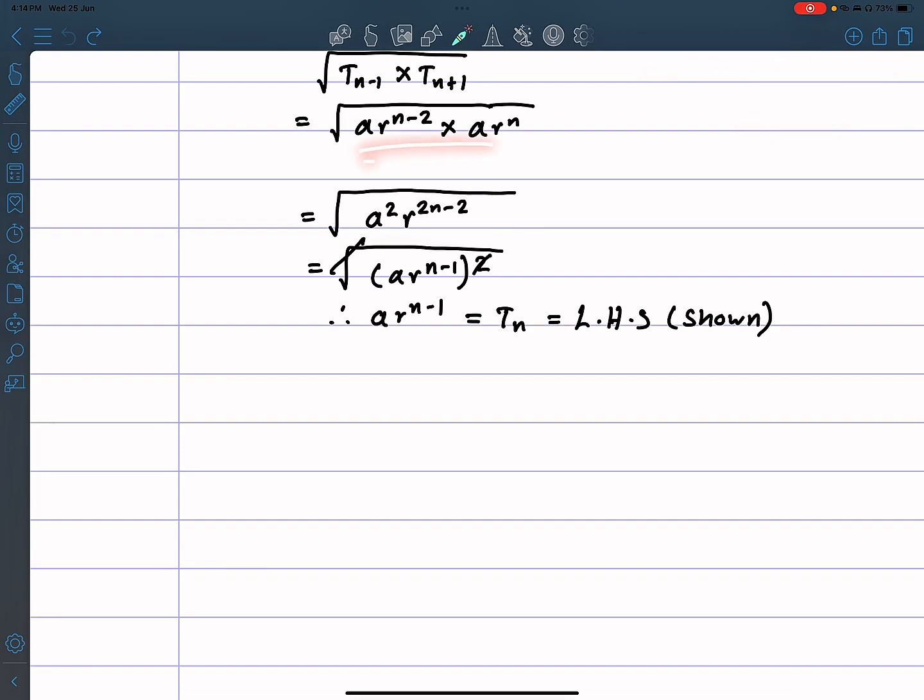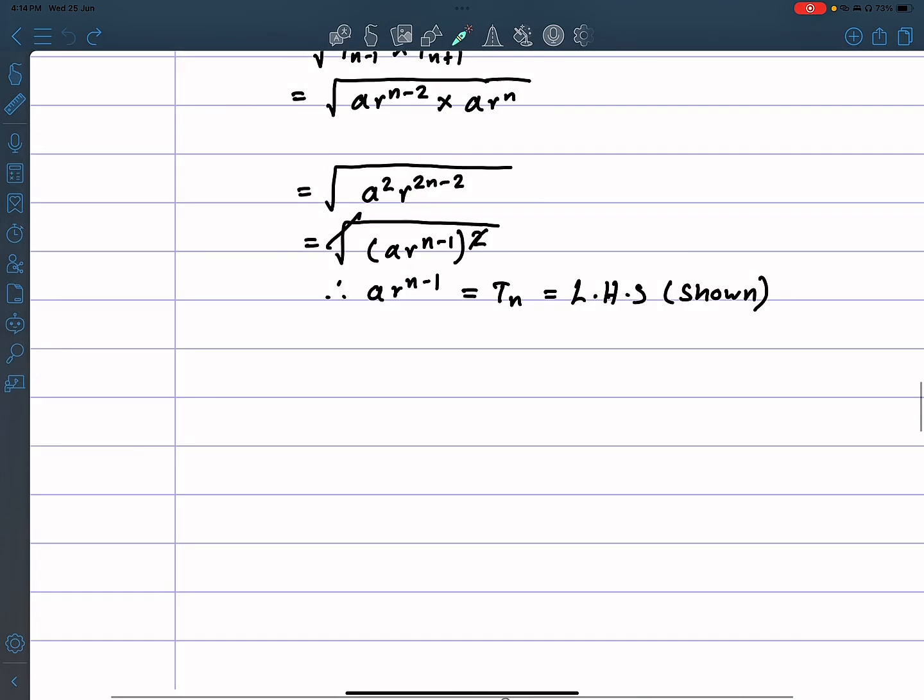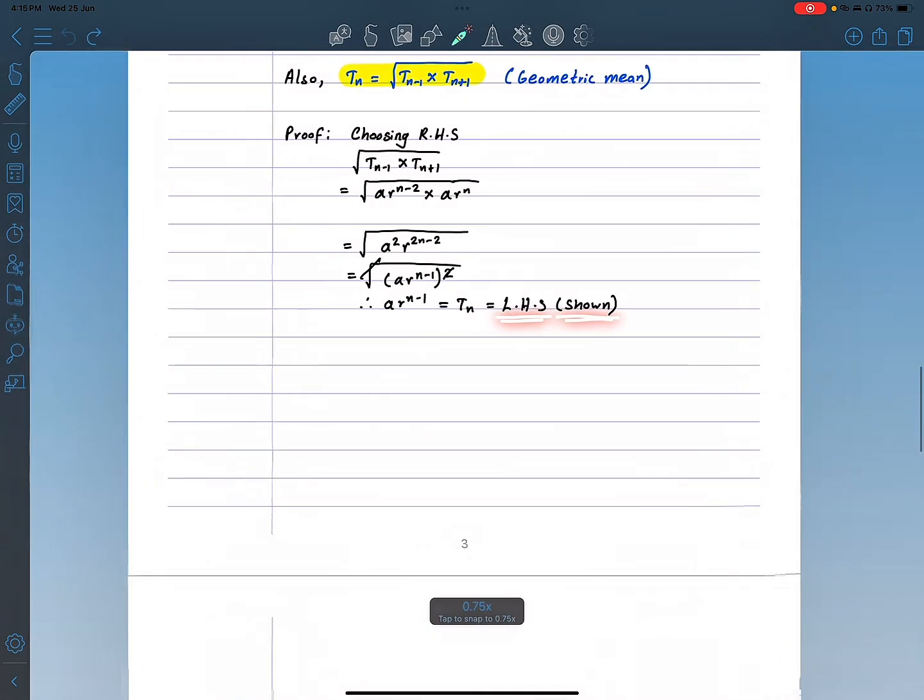Multiplying these two, we get a squared times r to the 2n minus 2. We can take the second power to be common in our exponent, and that cancels out with the root. Therefore, we get ar to the n minus 1, which is simply the generalized term of a geometric series, and that is equal to the left-hand side, and it is shown as follows.